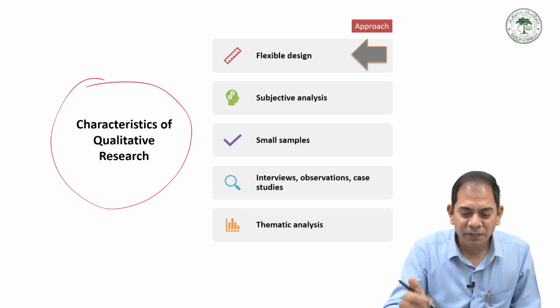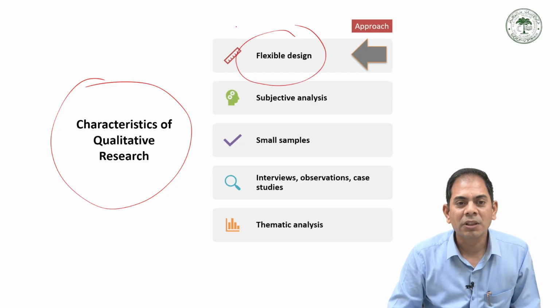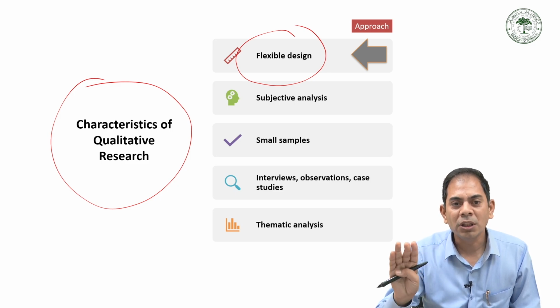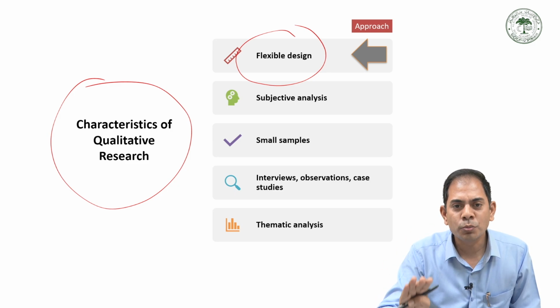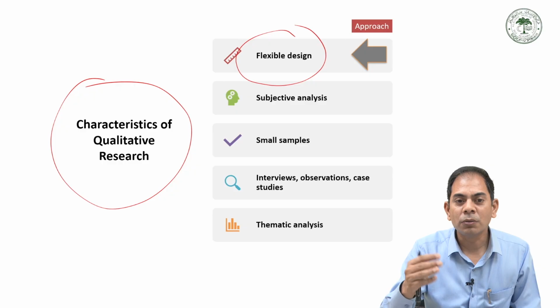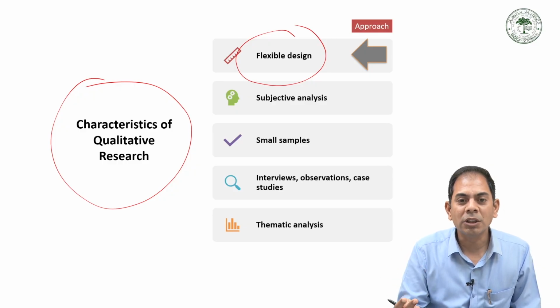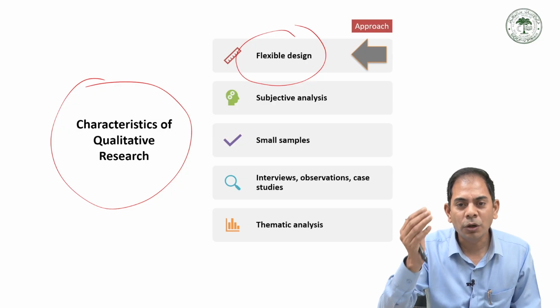Number one is flexible design. Qualitative research is always flexible. In qualitative research, the design is not fixed. The researcher can make changes during the study on the basis of the respondent's responses. For example, while interviewing an athlete, a new question can be added based on their response. This flexibility in this type of research helps in a deeper understanding of any point or concept.